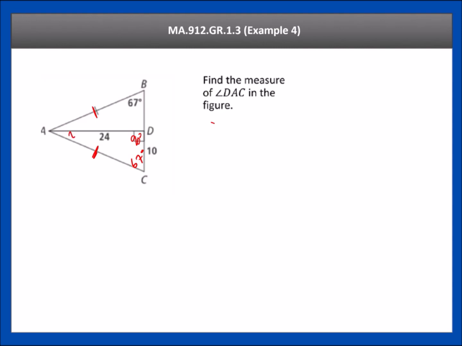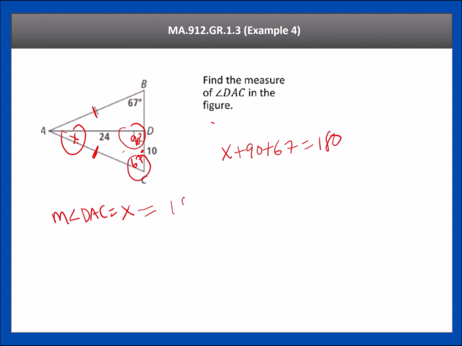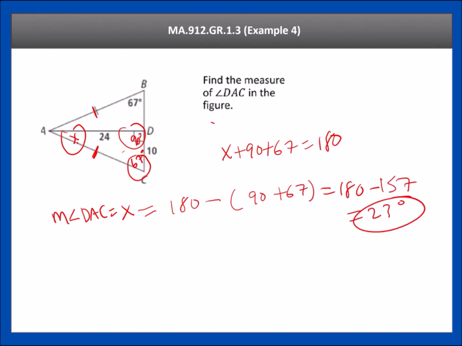All right, and then we can figure out what this third angle is. We're going to call that x. So the measure of angle DAC is equal to x. If we do that, we get x plus 90 plus 67. These three angles, 1, 2, 3, must add up to 180. So in order to get that, I do 180 minus (90 plus 67). So 180 minus 157 is 23 degrees. All right, so that takes care of that.